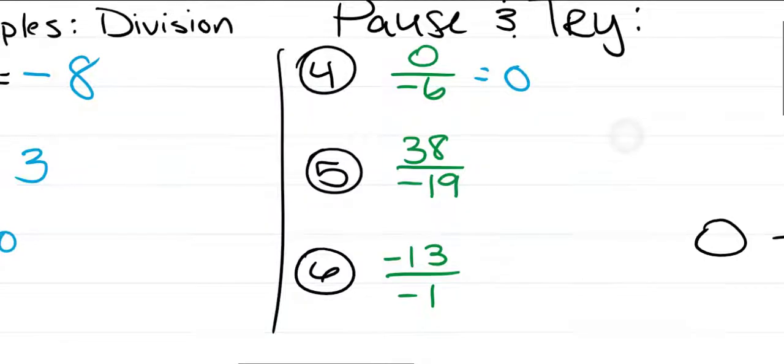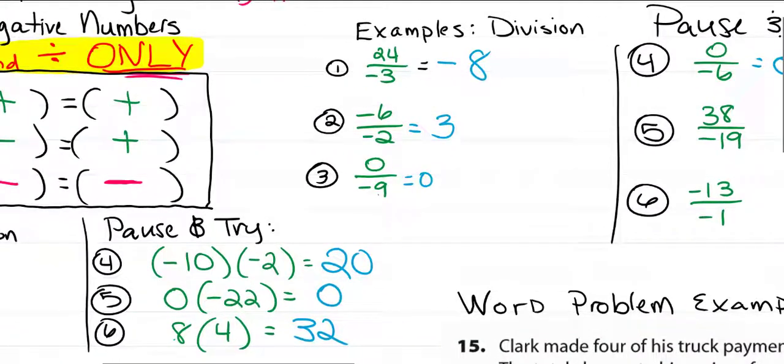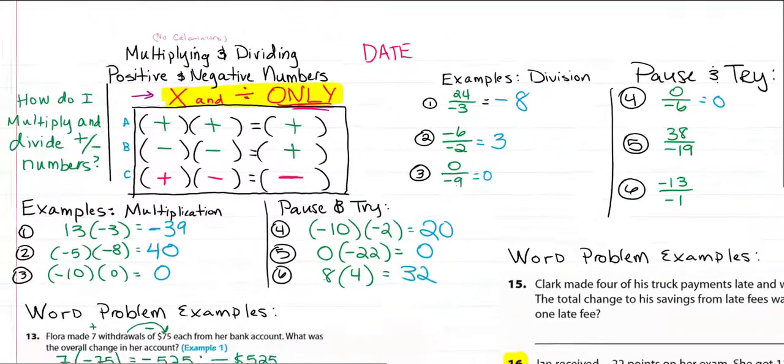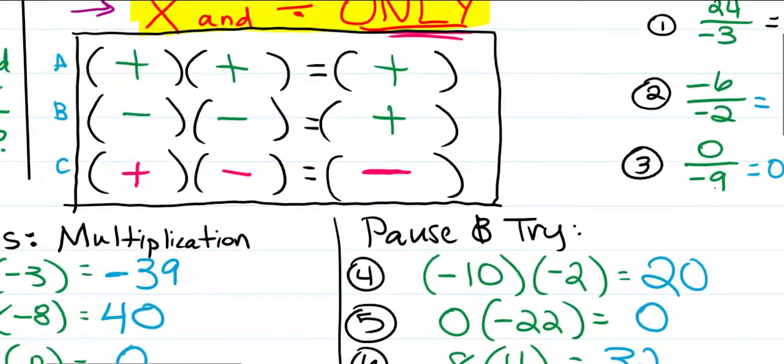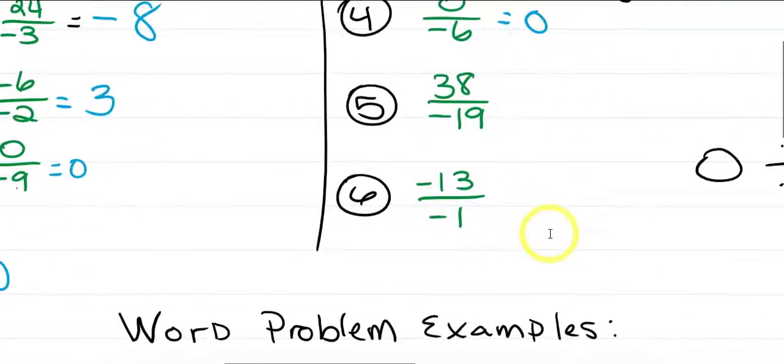Number 5: positive 38 divided by a negative 19. Let's take a look here. So we have a positive number that's being divided by a negative number. That looks like scenario C to me. So I'm going to say that it is going to be a negative. And then I divide 38 divided by 19, and you should get a 2.